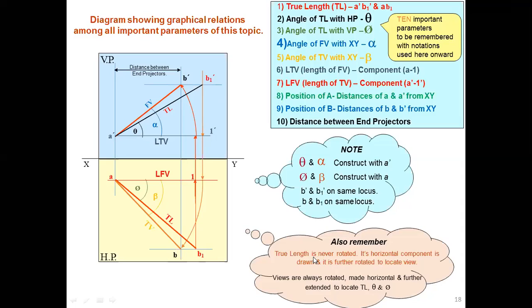Also remember, true length is never rotated. Only the apparent length will be rotated and projected. True length will be projected and then rotated. I will show you. Here, true length is never rotated. Its horizontal component is drawn and it is further rotated to locate the view. Views are always rotated, made horizontal, and further extended to locate true length, theta, phi.